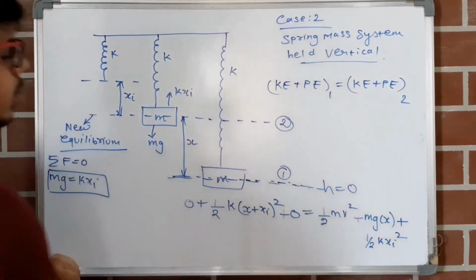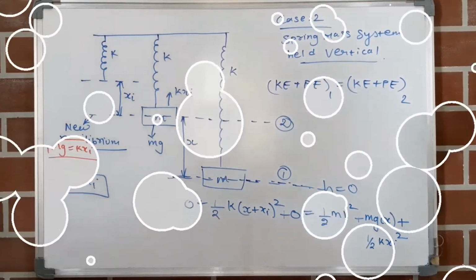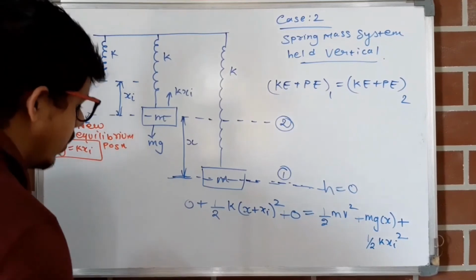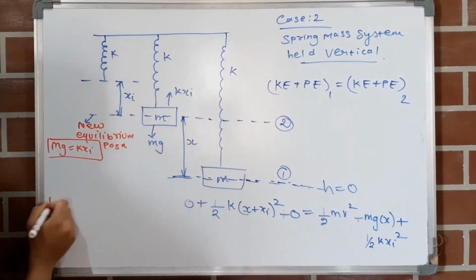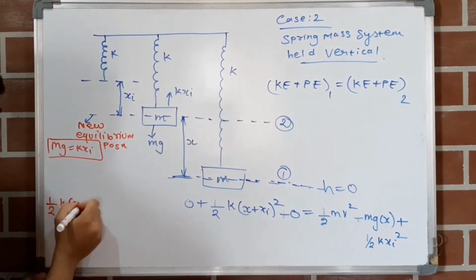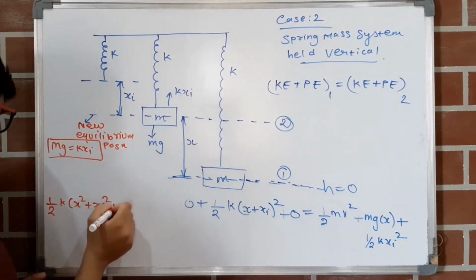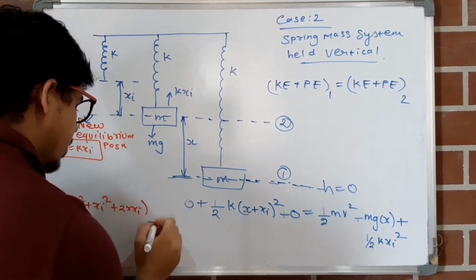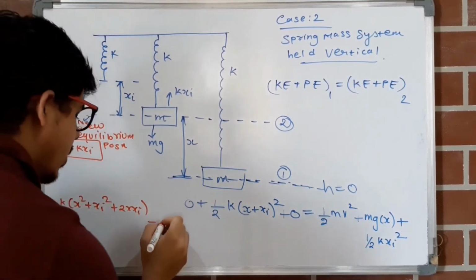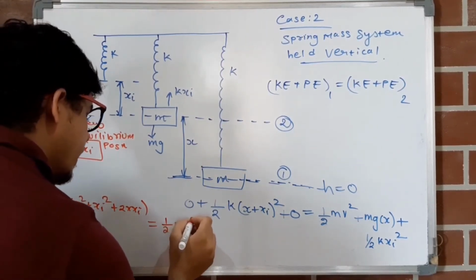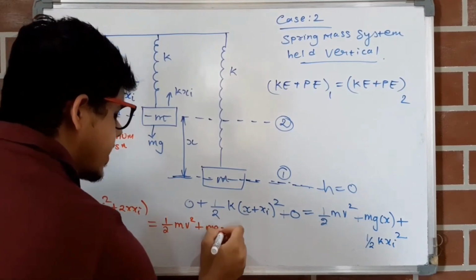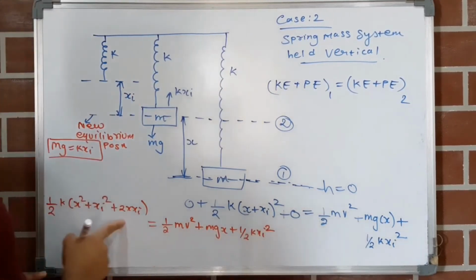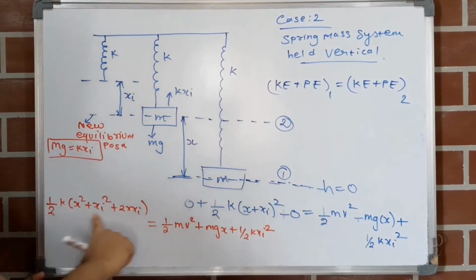Now we will expand this equation. It is (a plus b) the whole square. So I will write here: 1/2 into k into x square plus xi square plus 2x into xi, which is equal to, I am writing here, 1/2 mv square plus mgx plus half k into xi square. Now we will multiply half k into this bracket.